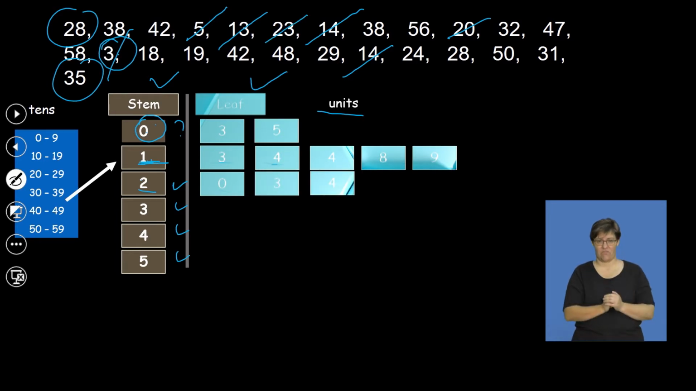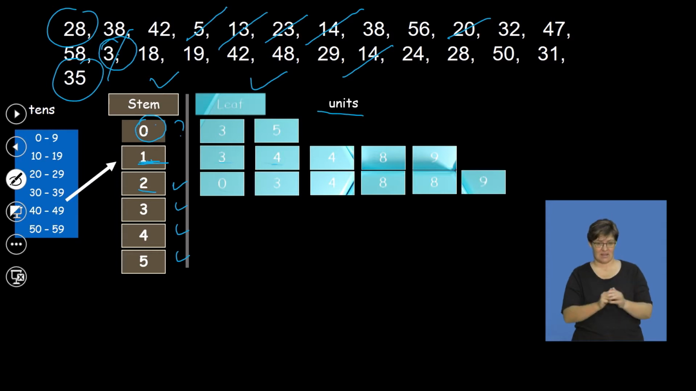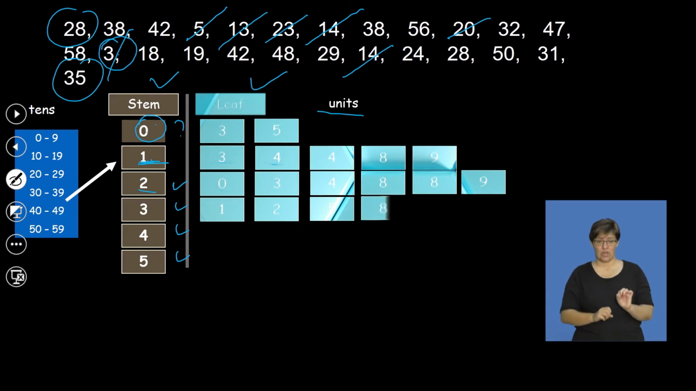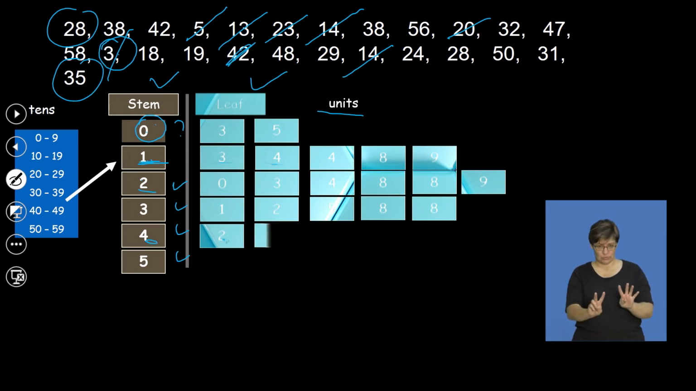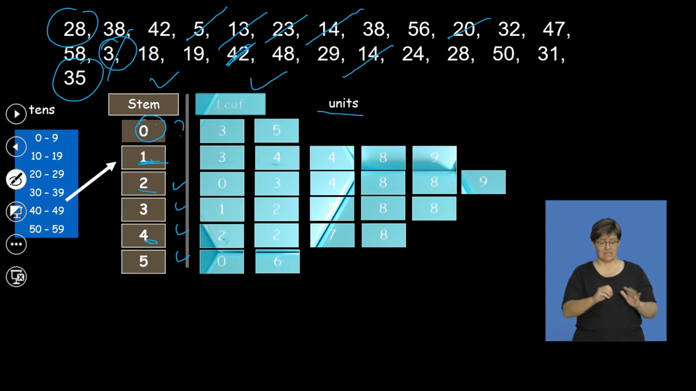We go 24, 28, 28, 29, 31, 32, 35, and we have another 35. We have 42 there. So this is 42. Then we have 42 again, and we have 47. Can you do all of them? Then we have 50 and 56 and 58.